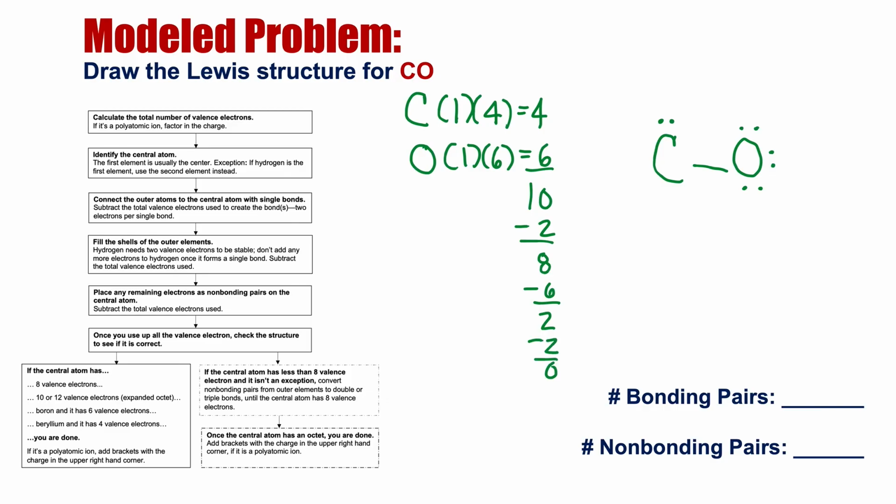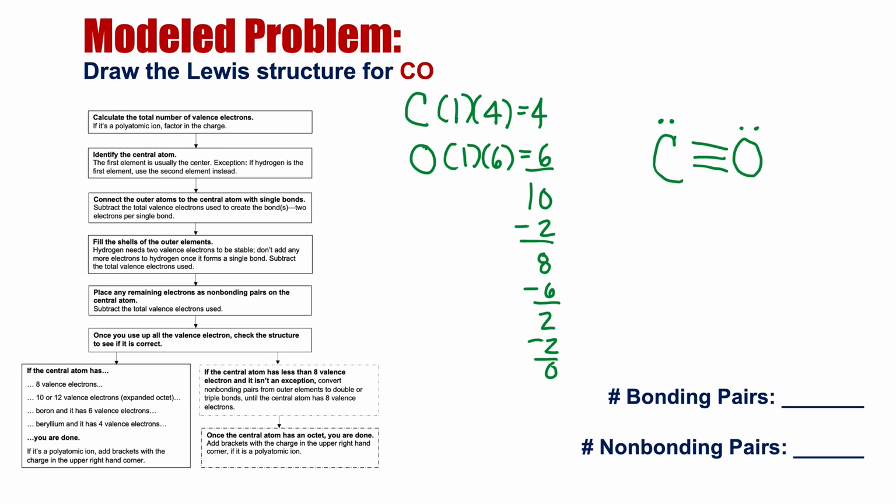When I check, carbon now has 4 valence electrons total, so it's not happy. So I'm going to create a double bond by erasing a non-bonding pair from the oxygen, and I created that double bond right there. But now carbon is still not happy. It has 2, 4, 6 valence electrons. So there isn't a second location to make another double bond. So now I'm going to be forced to create a triple bond. I'm going to go back to oxygen. I'm going to erase another non-bonding pair and create a triple bond.